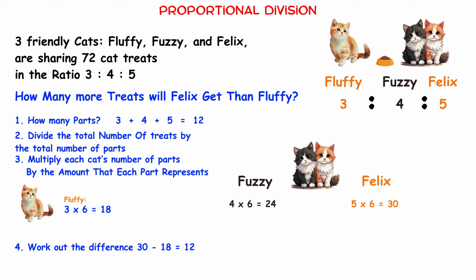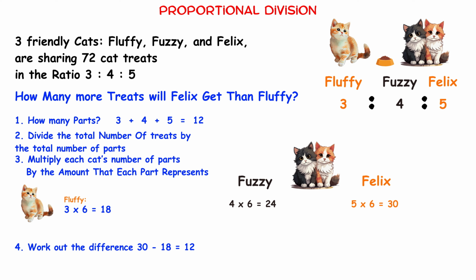Next, we need to divide the total number of treats by the total number of parts to find out how much each part represents, so we take the 72 treats and divide it by 12, showing that each part is worth 6 treats. Then we can multiply each cat's number of parts by the amount that each part represents, because this tells us how many treats each cat will get. So Fluffy will get 3 times 6, or 18 treats. Fuzzy will get 4 times 6, so 24 treats, and Felix will get 5 times 6, so 30 treats.